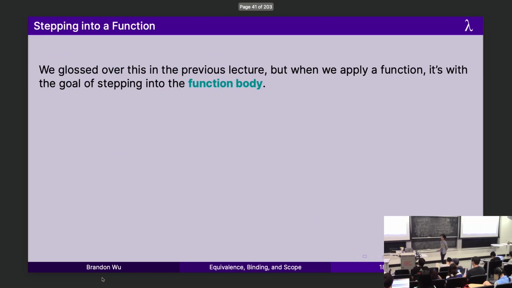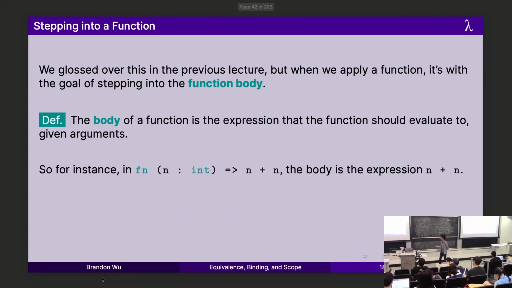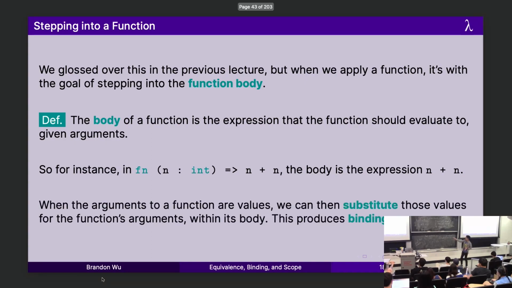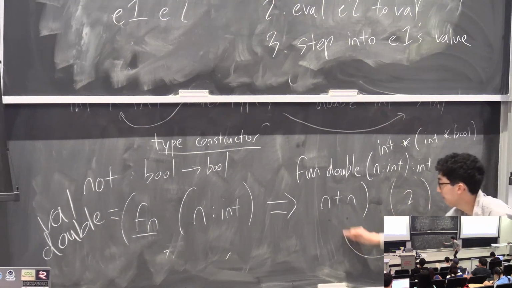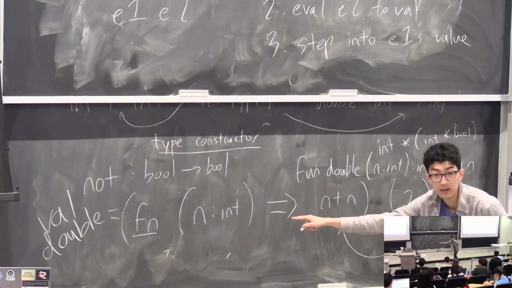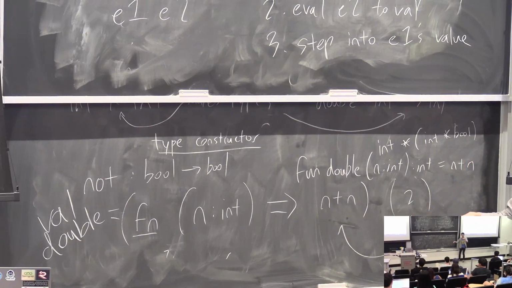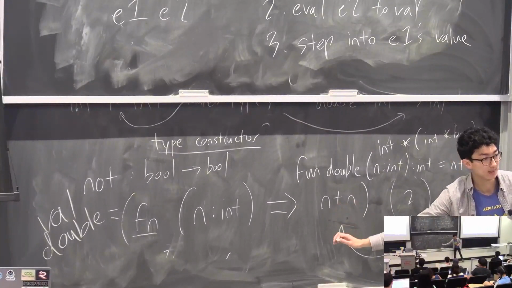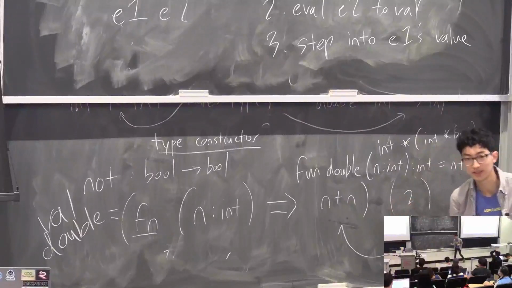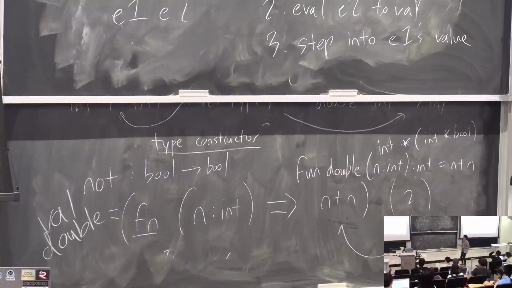Stepping into a function: we call the body of a function the thing that's inside here. So this is the body of this lambda expression. That's just vernacular we use. We step into the body once all of the arguments it's given are now values. Here the body is n plus n. If I had 2 here, then we step into the body by substituting 2 for n. So I step into the body and I produce bindings. The next natural question is, what are bindings? You kind of learned about this in lab, but let's go over it again. Any questions?